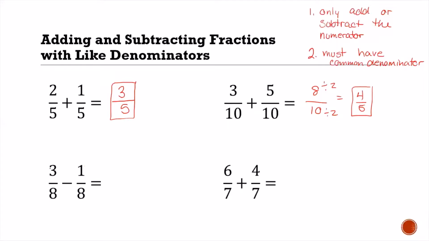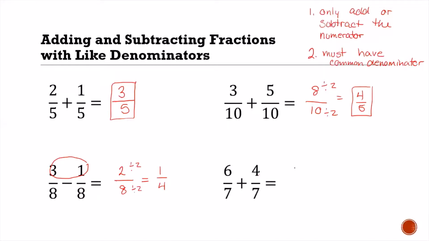Again, we're just going to deal with the numerators. The bottom will stay the same, the denominator will stay constant. 3 minus 1 leaves me with 2, which reduces to 1/4. Just simply dividing by 2 and dividing by 2.